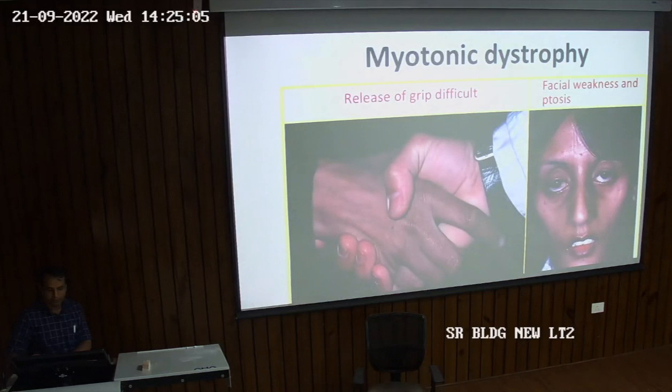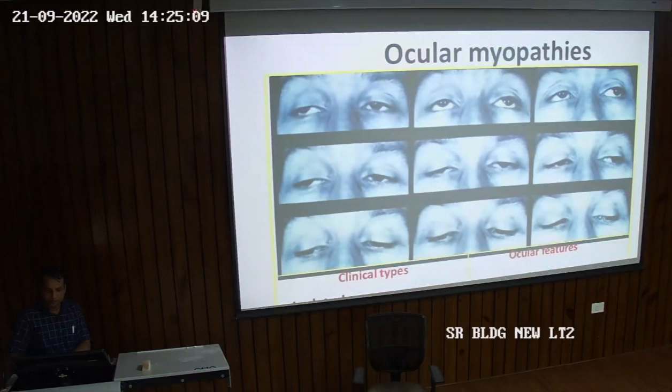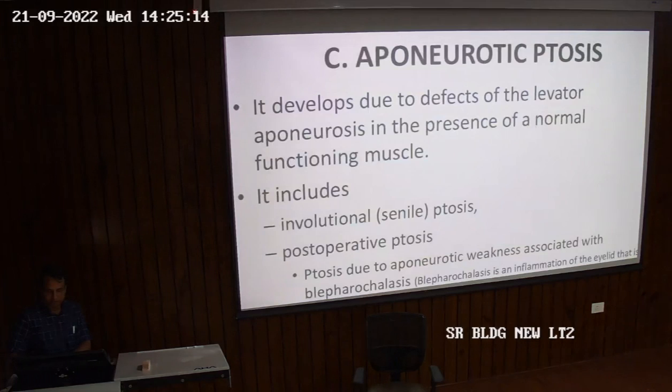In myotonic dystrophy, release of grip is difficult, and facial weakness and ptosis are there. There are ocular myopathies, and come to the aponeurotic ptosis. It develops due to defect of the levator aponeurosis in the presence of a normal functioning muscle. Muscle is normal, its power is normal, but there is defect in the levator aponeurosis. It includes involutional or senile ptosis, post-operative ptosis, and weakness associated with blepharochalasis.